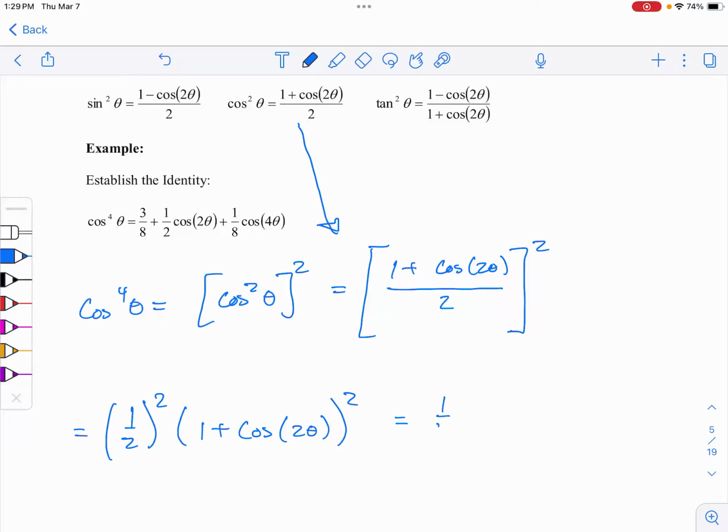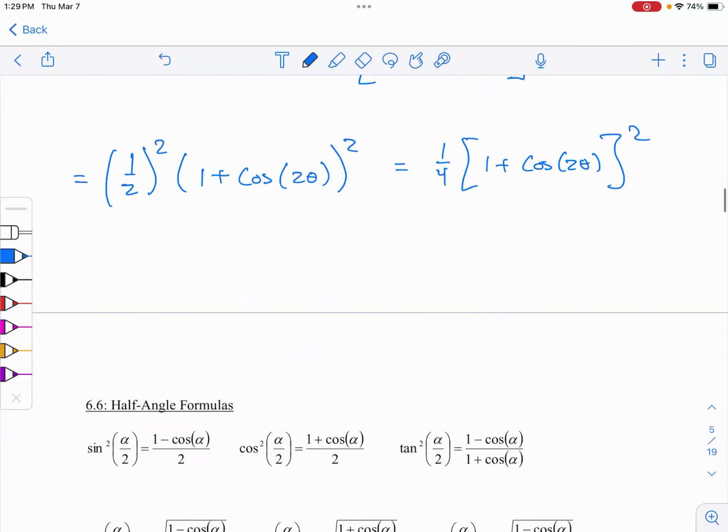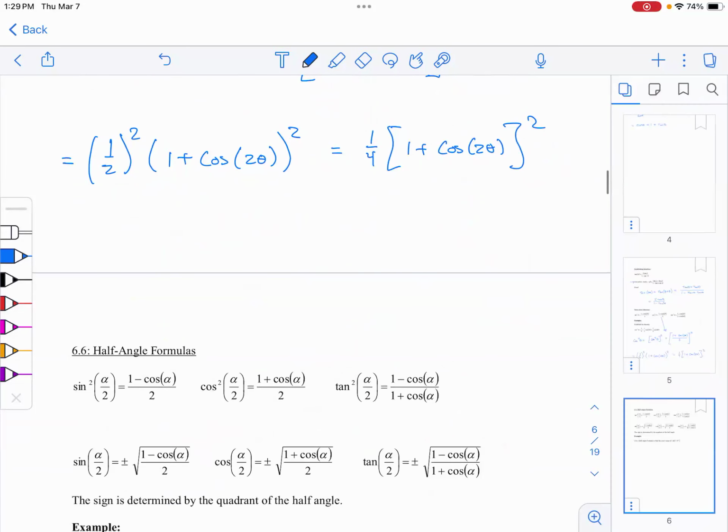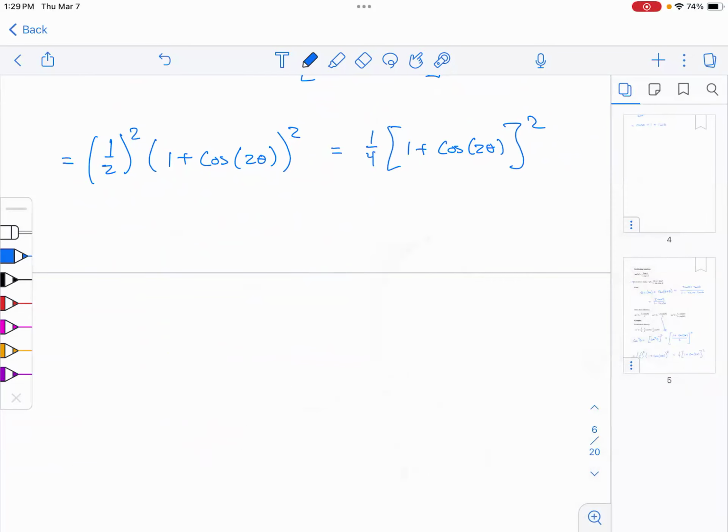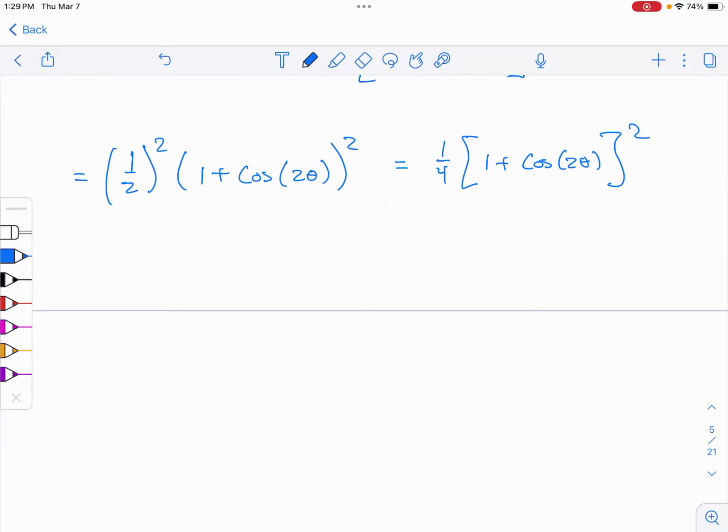So I'm just left with 1/4 times 1 plus cosine 2 theta quantity squared. And that actually makes my life a lot easier very, very quickly. So I don't have to mess with that thing. I just have to make sure I don't lose it somewhere. And then what do we do with this 1 plus cosine 2 theta squared? How do I simplify that down?